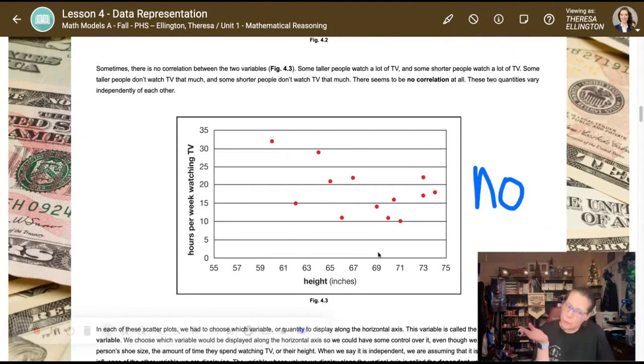This is no slope. We don't really have, this is a no correlation. We don't have a no slope. So no correlation, but we don't have a no slope. That just means the dots are all over the place.